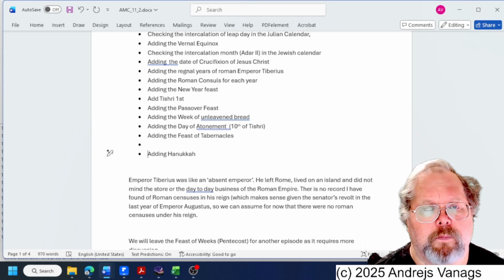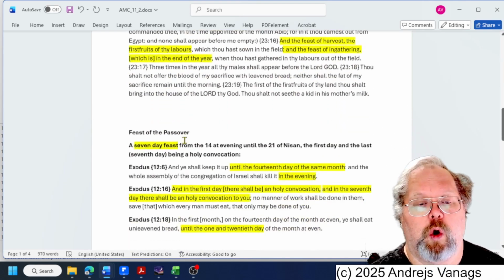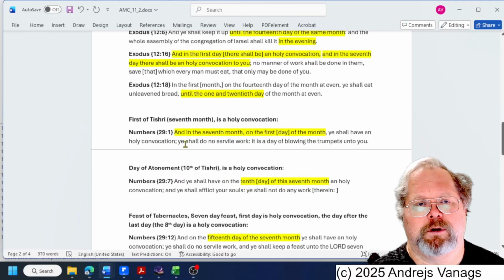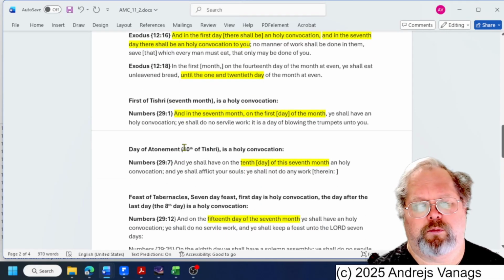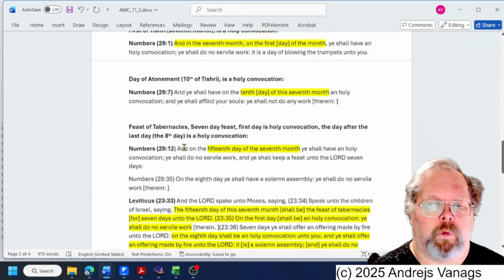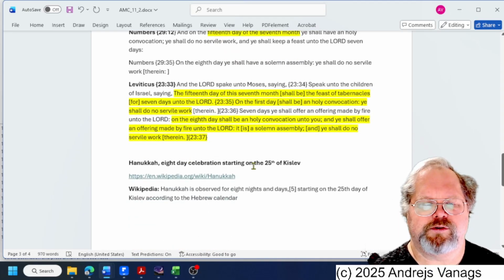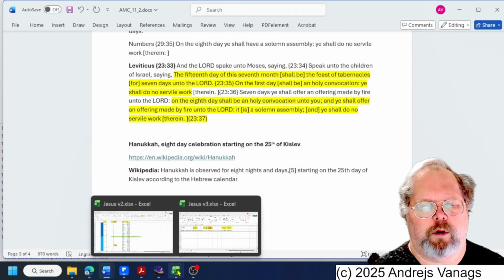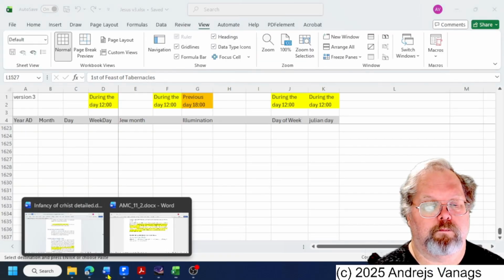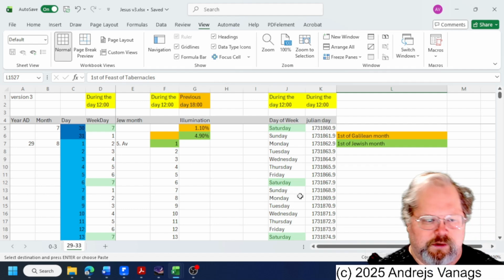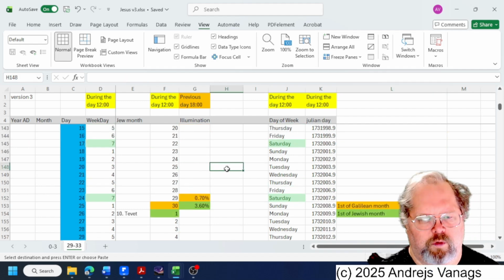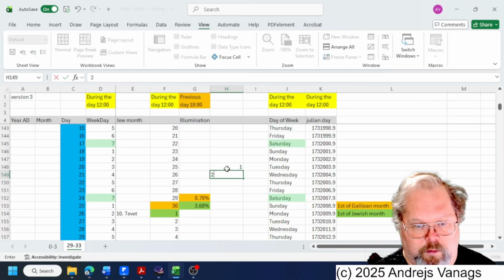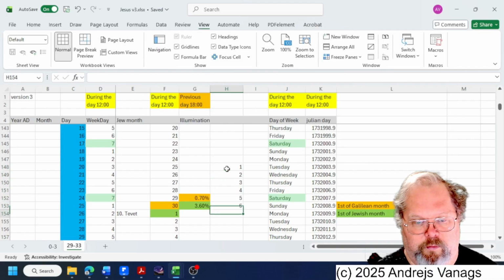But the Hanukkah didn't have any holy days because it came long after. It wasn't declared by God at all. It was something they wanted to celebrate. Hanukkah, 8-day celebration starting on the 25th of Kislev, for 8 nights and days. So, 25th of Kislev, right? It's basically our December celebrations. So, starting on the 25th, 8 days. 1, 2, 3, 4, 5, 6, 7, 8.